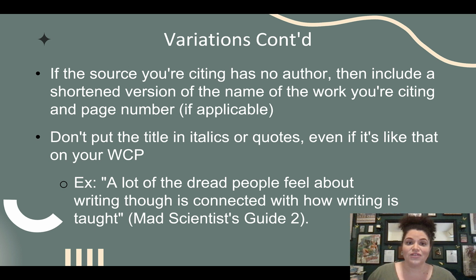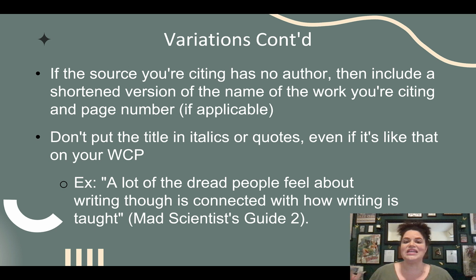So as we talked about last slide, what goes in the in-text citation is the first item listed in the citation on the works cited page and a page number. So in this case, because there's no author, the first thing listed is the title of the work, the title of the source. So that's what you're going to put in the in-text citation instead.